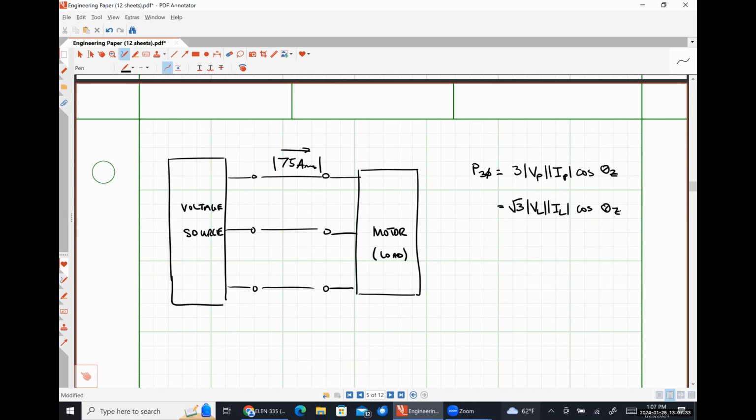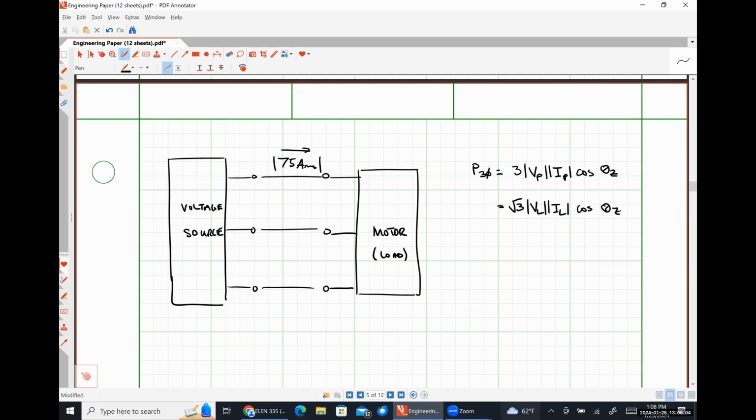I guess really that's for delta configurations. And the phase currents and the line currents are square root of 3 different from each other in a Y configuration. So it's going to work out that way regardless of whether we have a Y or a delta system. I chose to interpret that 75 amps as a line current because it's the current flowing down my transmission line that's connecting my source to my motor. So I used the line voltage, which would have been the delta connected voltage, and a square root of 3.